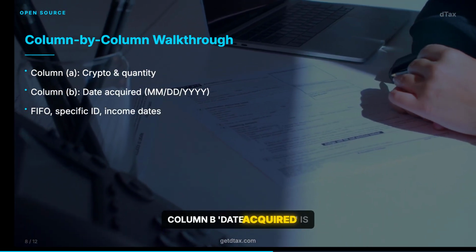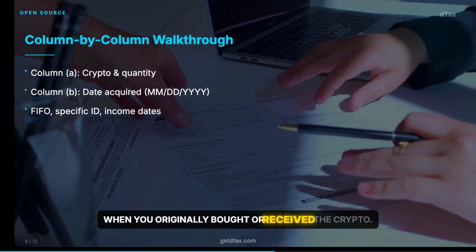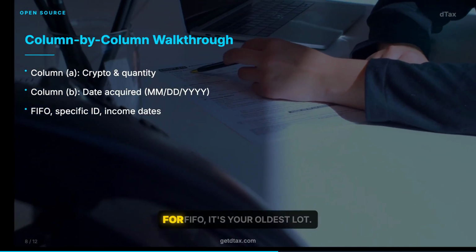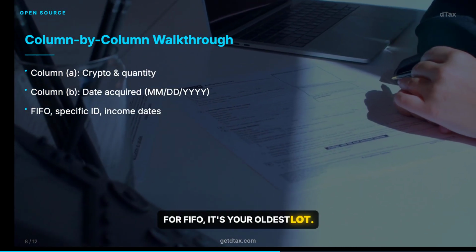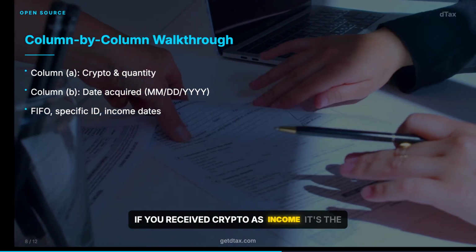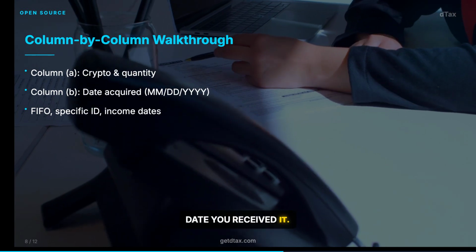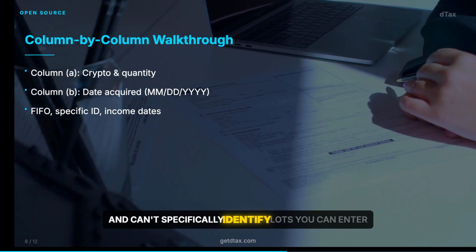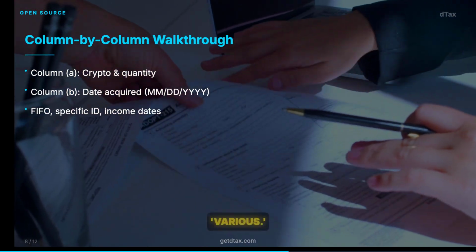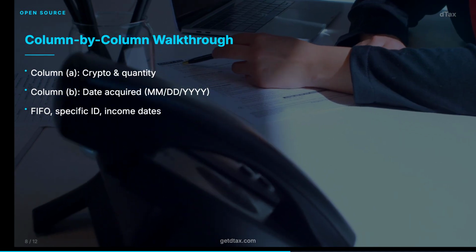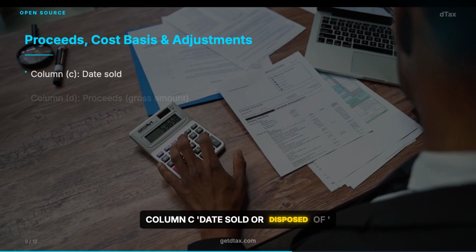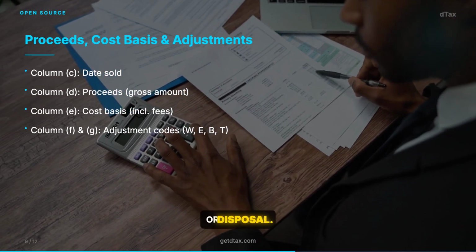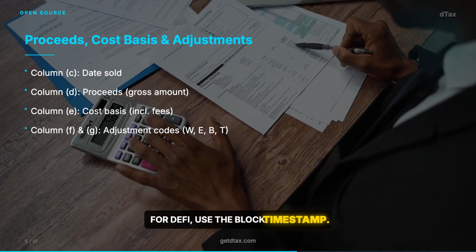Column B, date acquired, is when you originally bought or received the crypto. Use MMDDYYYY format. For FIFO, it's your oldest lot. If you received crypto as income, it's the date you received it. If you acquired crypto on various dates and can't specifically identify lots, you can enter various. Column C, date sold or disposed of, is straightforward. The date of sale, swap, or disposal. For DeFi, use the block timestamp.